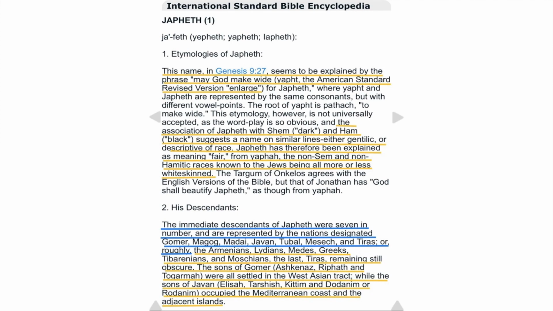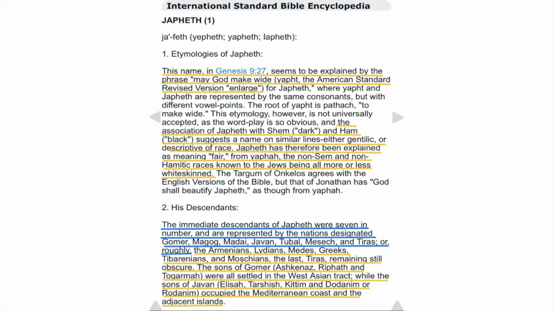The intermediate descendants of Japheth were 7 in number and are represented by the nations designated Gomer, Magog, Madai, Javan, Tubal, Meshech, and Tiras, or roughly the Armenians, which we covered, Lydians, Medes, Greeks, Tibarenians, and Mushkians, and last Tiras, remaining still obscure. The sons of Gomer, Ashkenaz, Riphath, and Togarmah were all settled in Western Asia. And I want to make that clear.